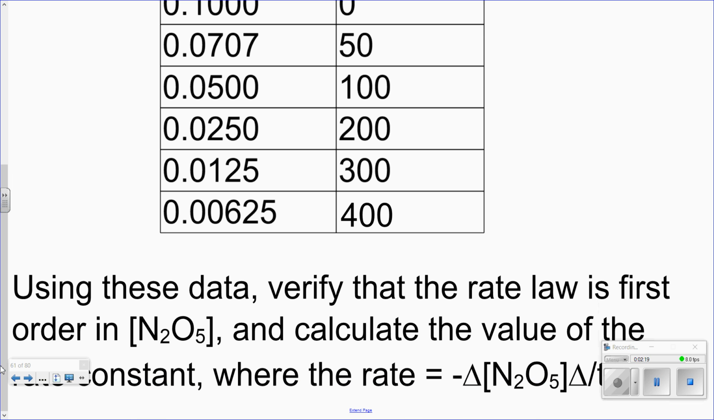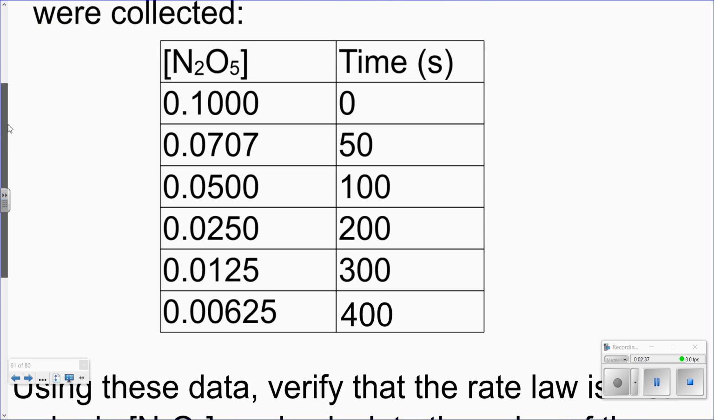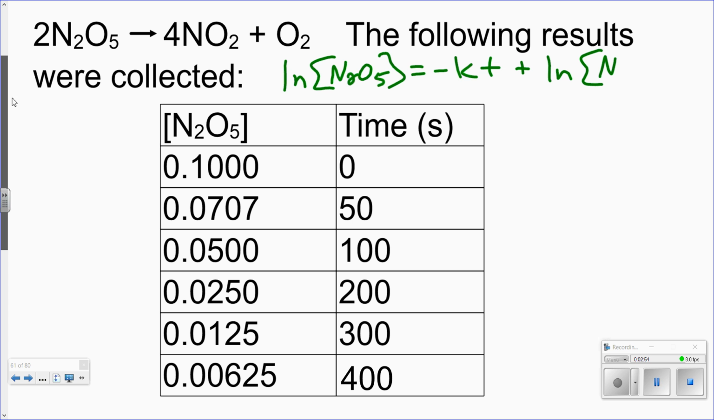So let's look down below. It says, using these data, verify that the rate law is first order in N2O5 and calculate the value of the rate constant, where the rate is negative delta N2O5 over delta t. Whoopsie, that should be delta t. Okay, so let's verify that this is a first order rate law. Well, we know that the first order rate law says that the natural log of the concentration of N2O5 at any time is equal to negative k times t plus the natural log of the initial concentration of N2O5. So I'm comparing natural log versus time.